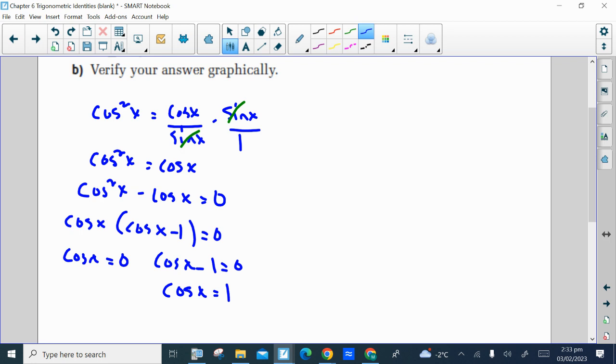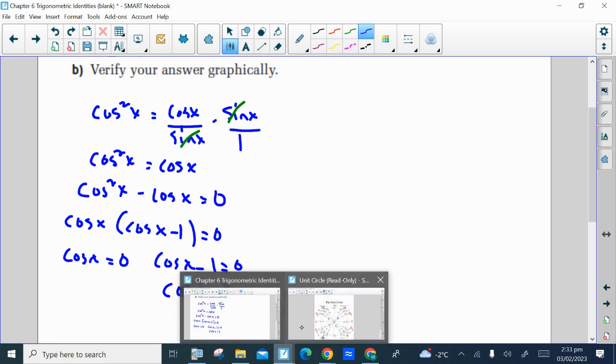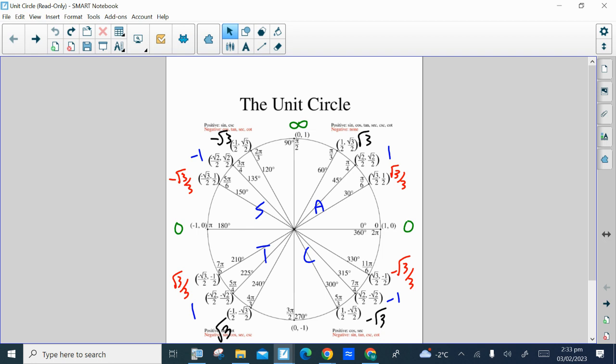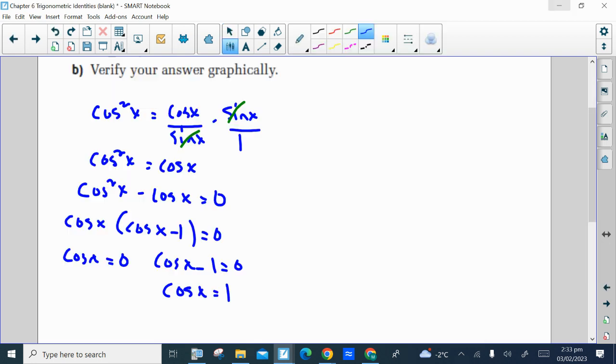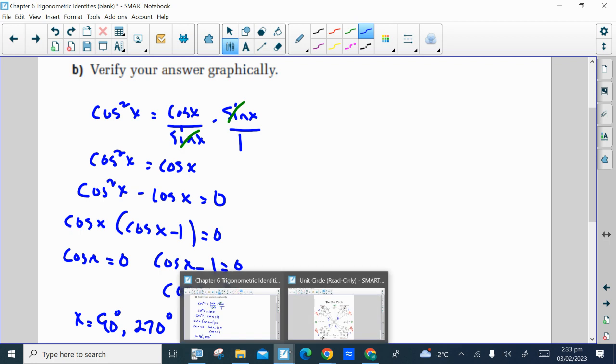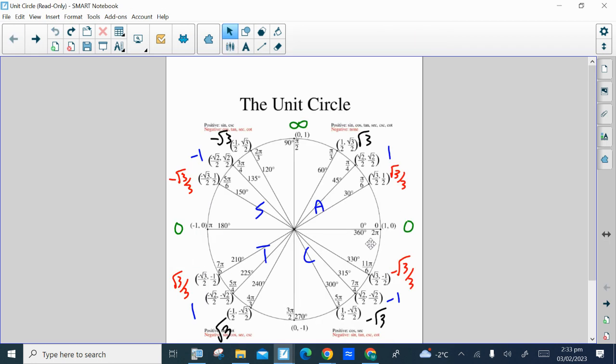And so now we can look on our unit circle. Where is the cosine of x equal to 0? Well, that's at 90 degrees and 270. Remember, our answers have to be in degrees in this case. And where does the cosine of x equal 1? Only here at 0 degrees. We cannot use 360.